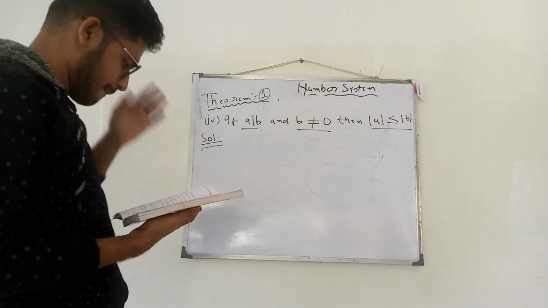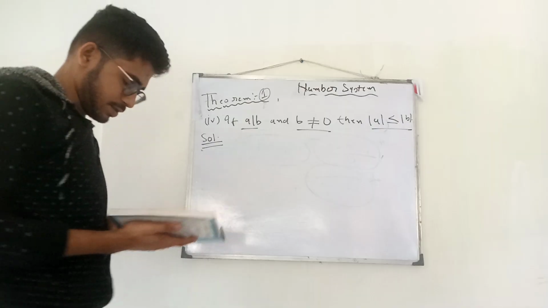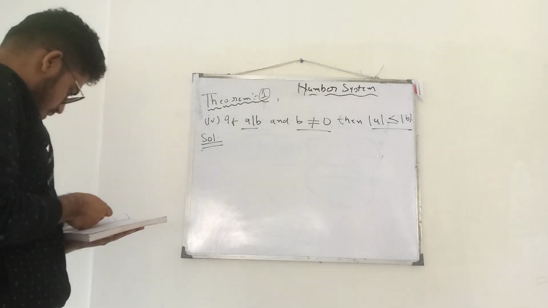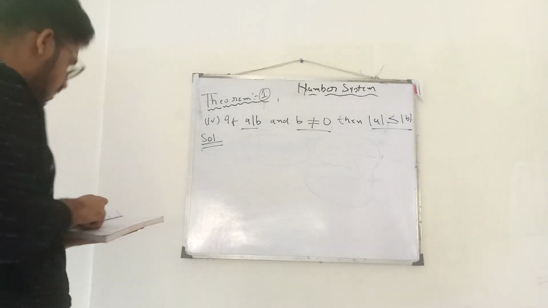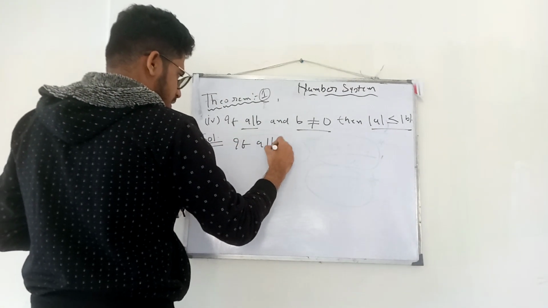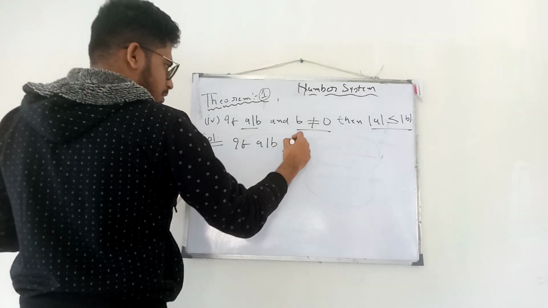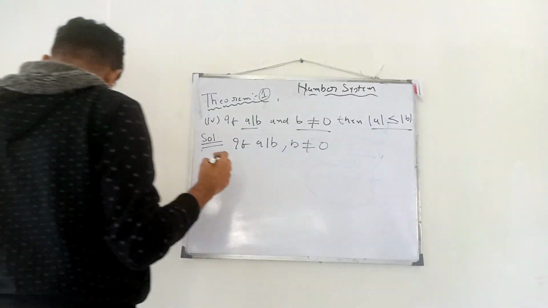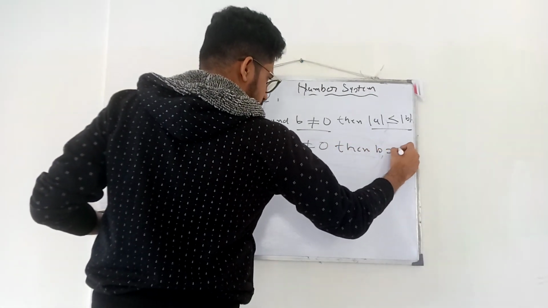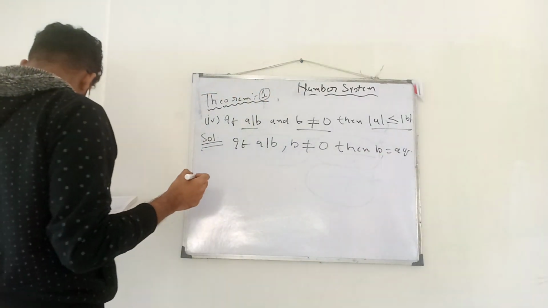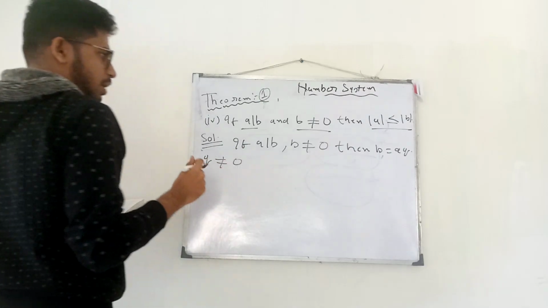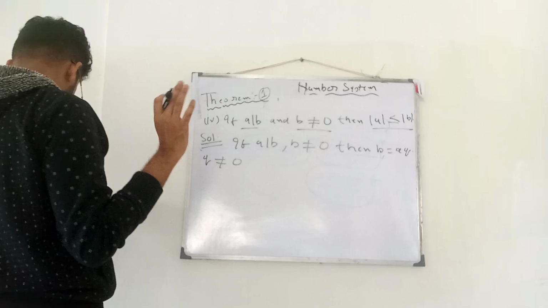Now we have to understand that if A divides B, B not equal to 0, then B is equal to AQ. Okay, B is equal to AQ. Oh, sorry, yeah, B is equal to AQ and Q not equal to 0. Okay, guys, my writings are visible. I hope it is visible.